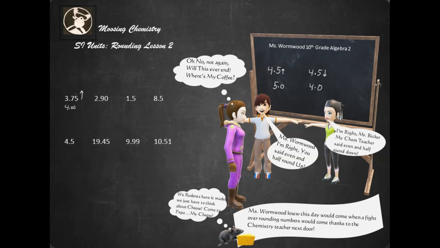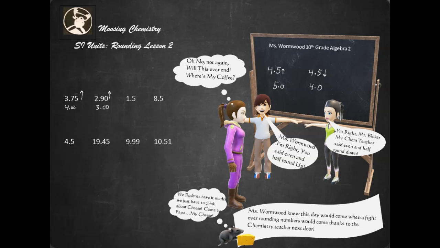So let's look at the next number. This one is even and it's definitely more than half. So it's 2.90. That means we're going to round that number up to 3.00.